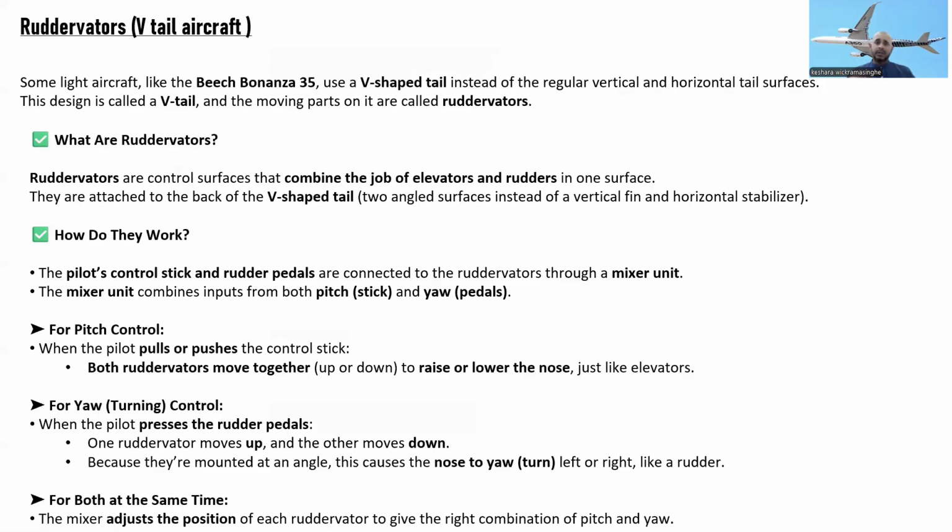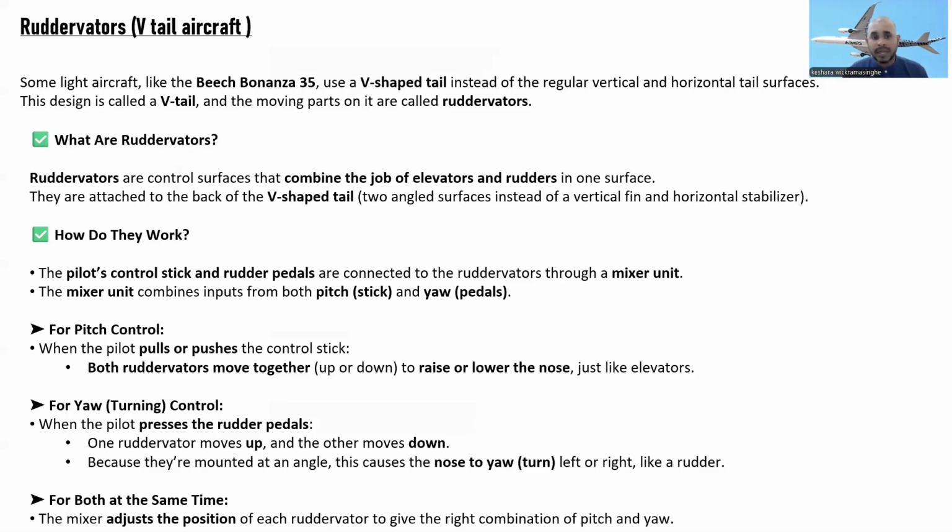The control surfaces are connected to the ruddervators through the mixture unit, and the mixture unit combines input from both the pitch stick and yaw pedals. For the pitch controls, when the pilot pulls or pushes the control stick, both ruddervators are moved together, up or down, to raise or lower the nose, just like elevators. For turning, when the pilot presses the rudder pedals, one ruddervator moves up and the other moves down.